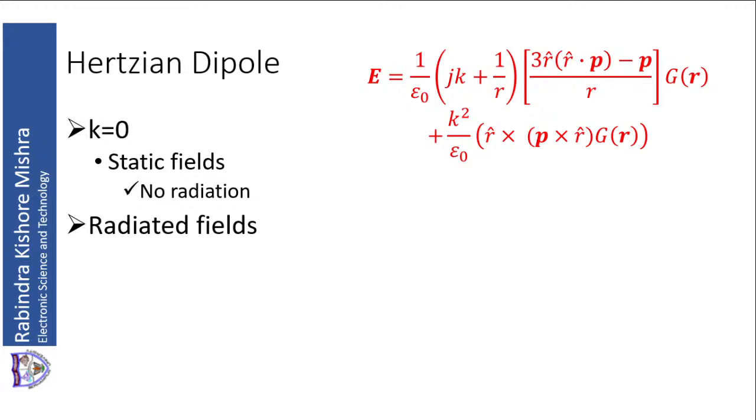Then k not equal to 0 gives us radiated fields. So let us consider the radiated fields. In the radiated fields, we consider only the terms which are decreasing as 1 by R. Other terms are not contributing.